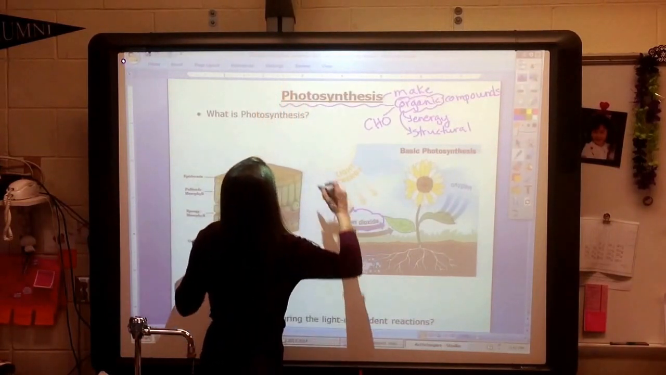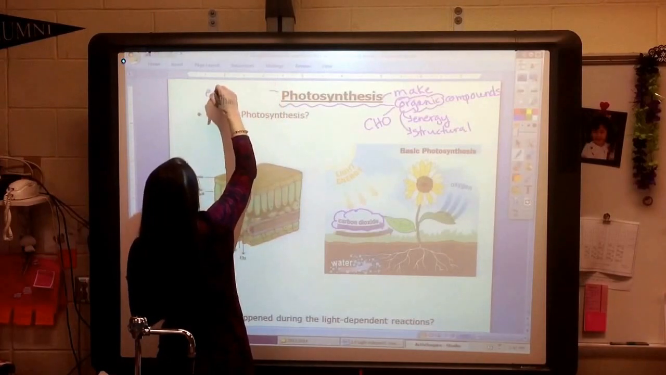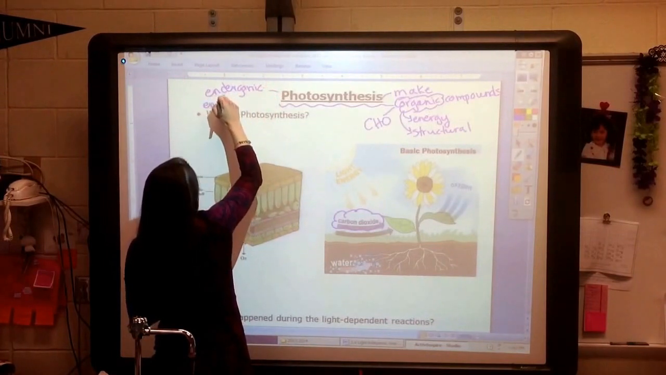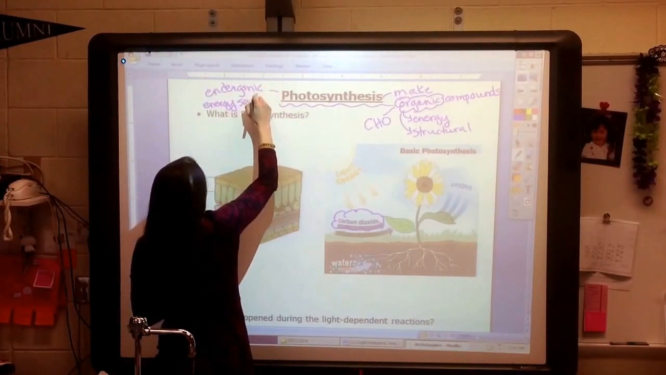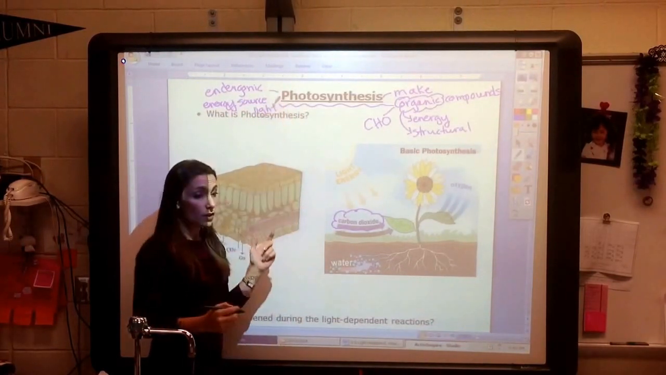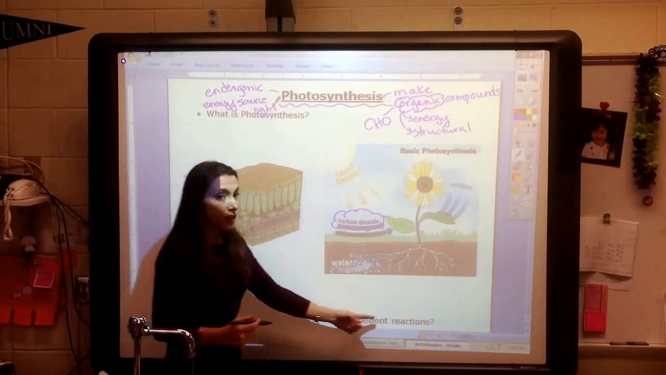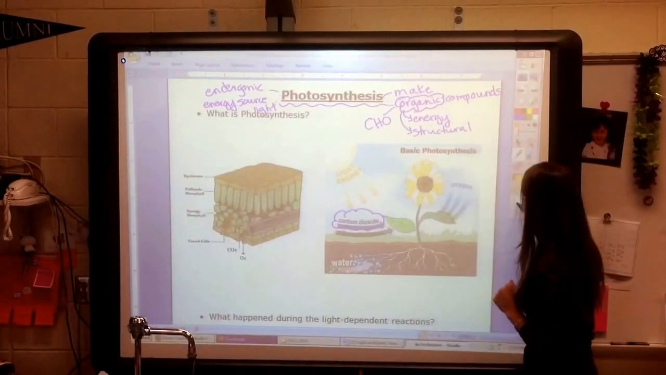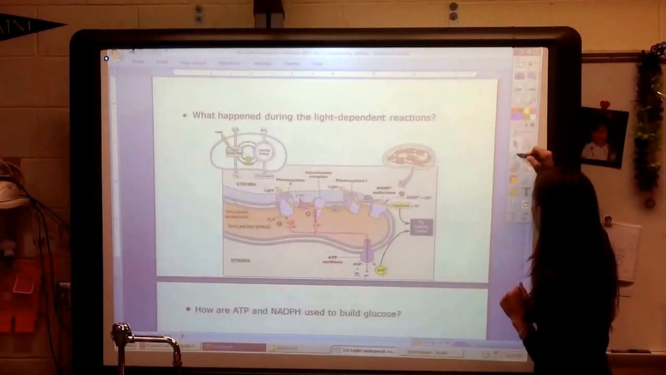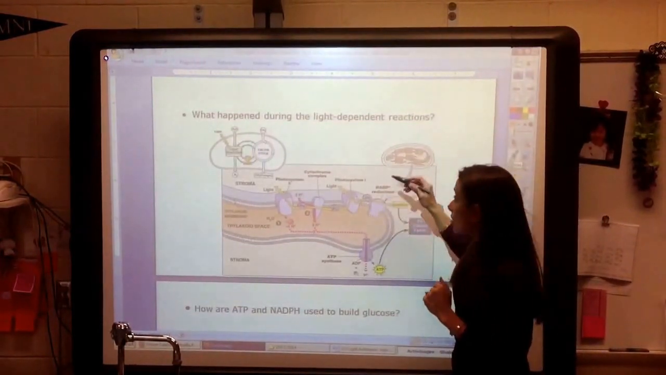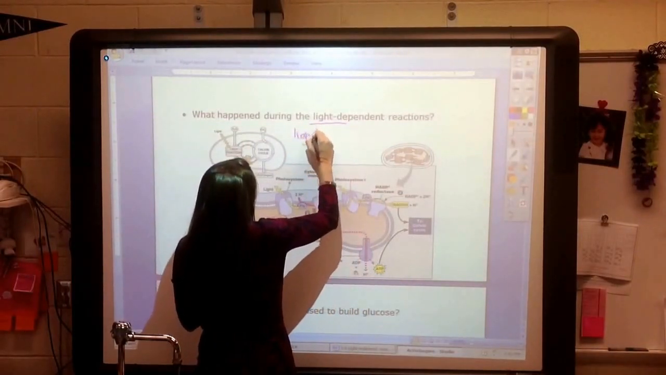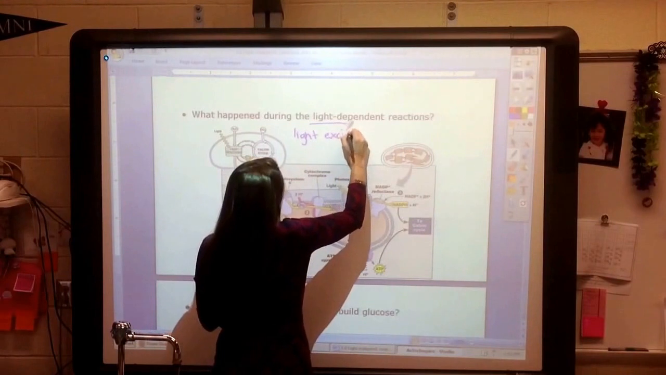The way that we do this overall is an endergonic reaction. I have to put energy in, and the energy source initially was light. However, up to this point, we've actually taken the light. Remember, during the light-dependent reactions, that was the first stage of photosynthesis. During the light-dependent reactions, we took the light energy, and the light first excited the electrons.